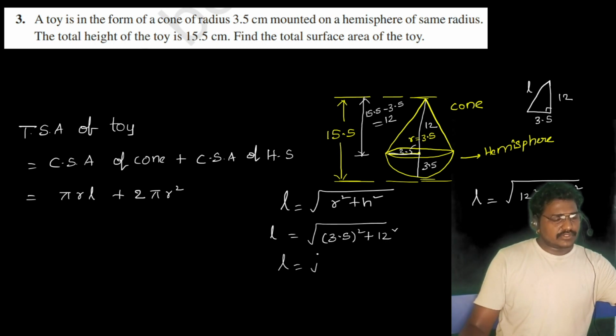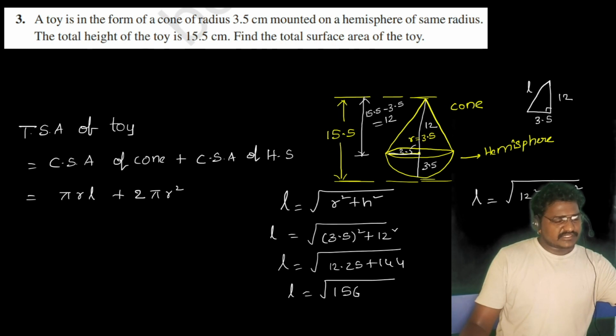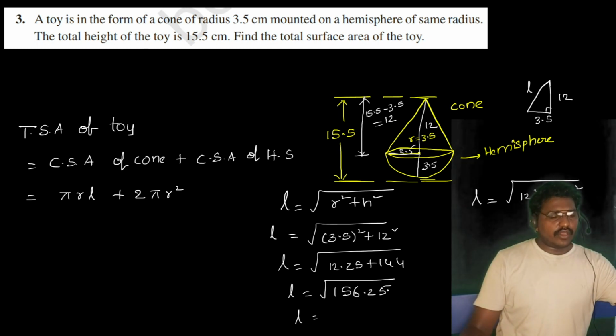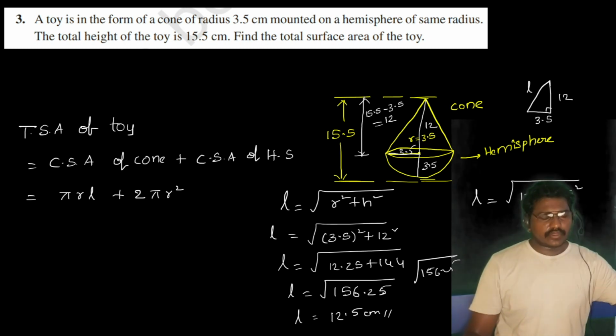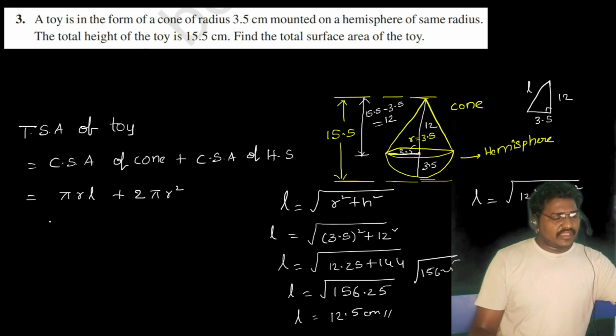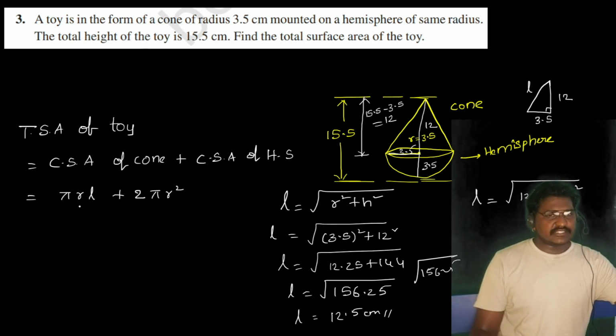So L is equal to root of 12.25 plus 144. L is equal to root of 156.25, which is root of 15625, is nothing but 12.5 square root, so 12.5 centimeter is the answer. Okay, now we have to substitute as it is in the respective formulas.